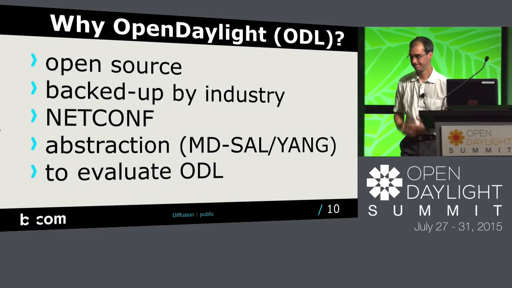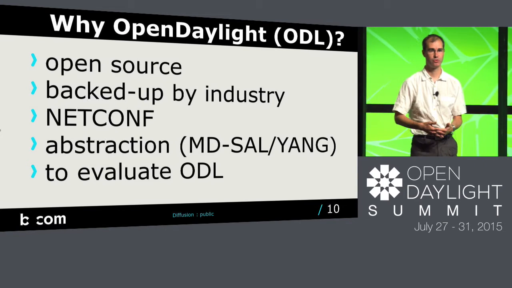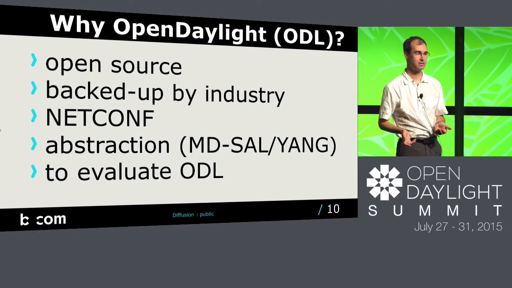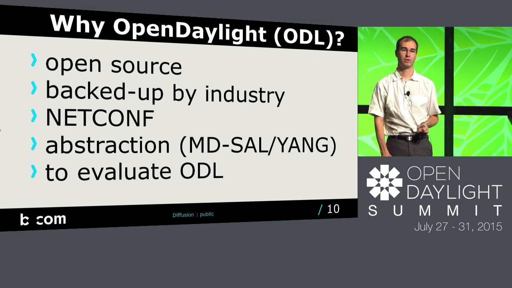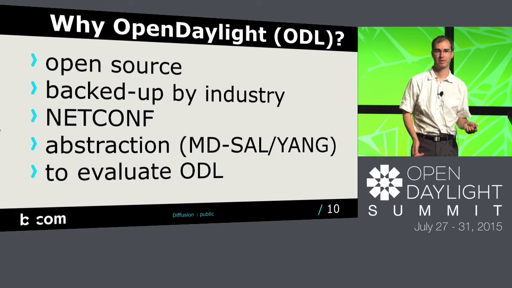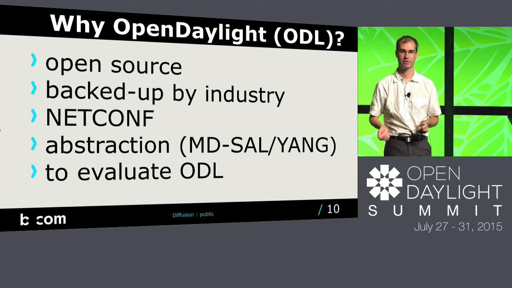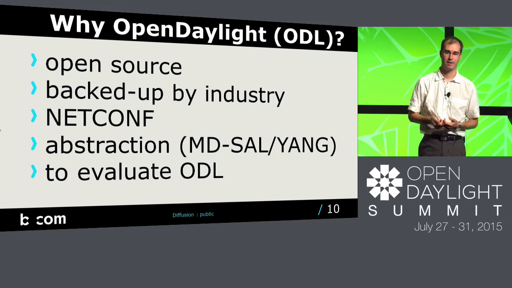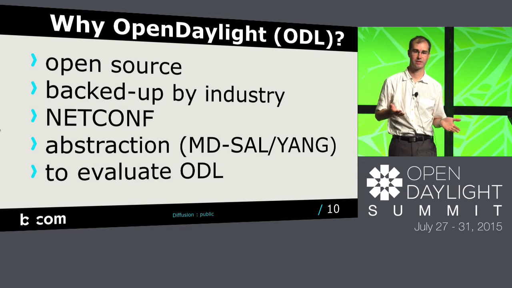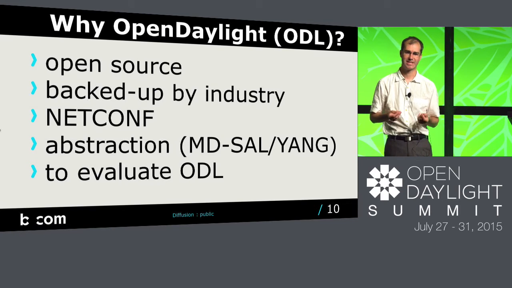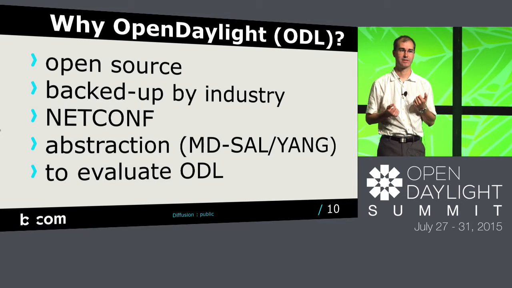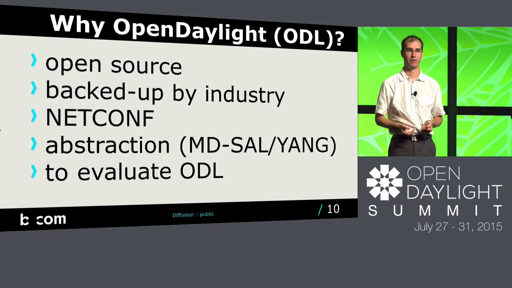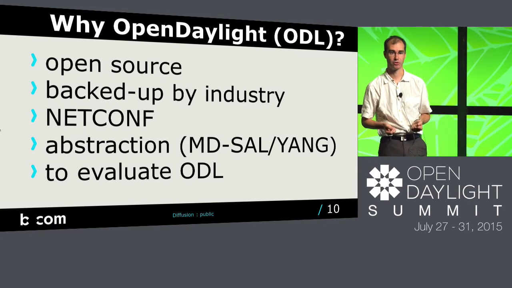So to work on this problem, we chose to use OpenDaylight, and it's for several reasons. The first one is that it's an open source network controller, so it's possible to change it and to fix it when we find issues, and that's what we did. The second reason is that it's a controller which is backed up by industry. We can see this as a sign that some development resources will be put into the development, and also a sign that some focus will be put on scalability and robustness of the controller.